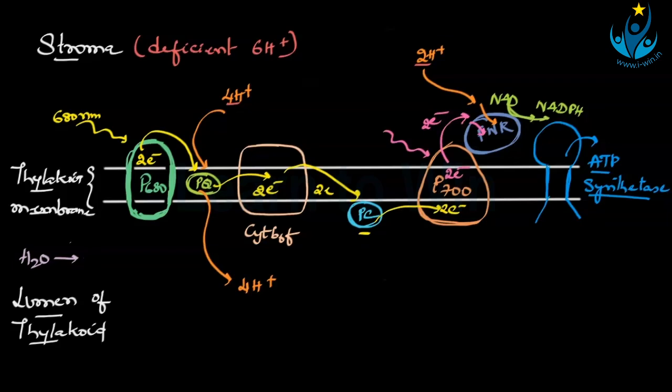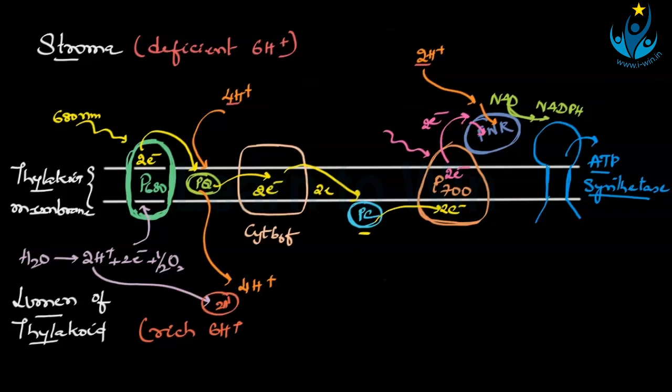Hope all of you were able to recollect the equation. So I'm going to write it here. It releases 2 protons, 2 electrons and a half oxygen molecule. Correct. The electrons enter into the PSII reaction center, whereas the protons remain in the lumen. Now if you do the calculation, the lumen of the thylakoid is rich with 6 protons, 2 here and 4 here, whereas the stroma is deficient by 6 protons.